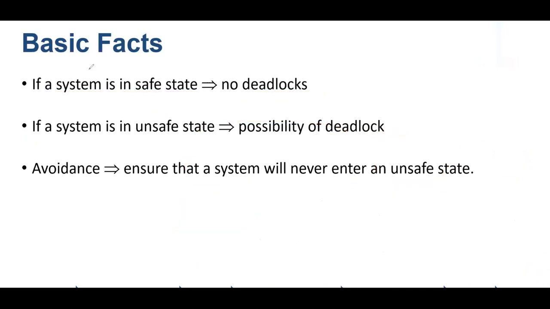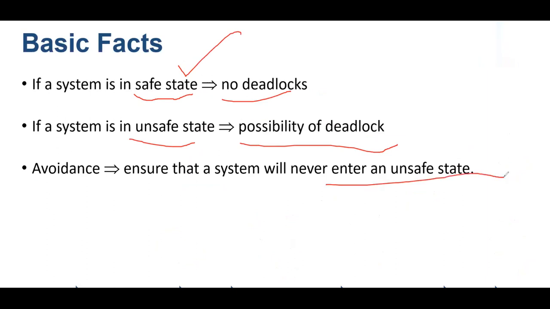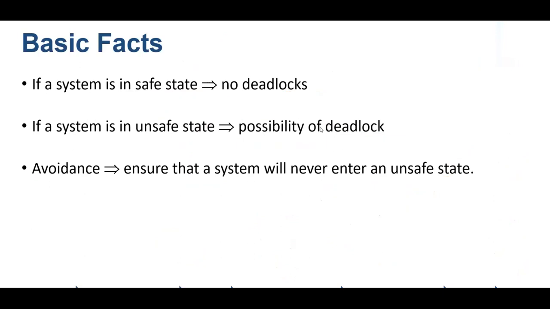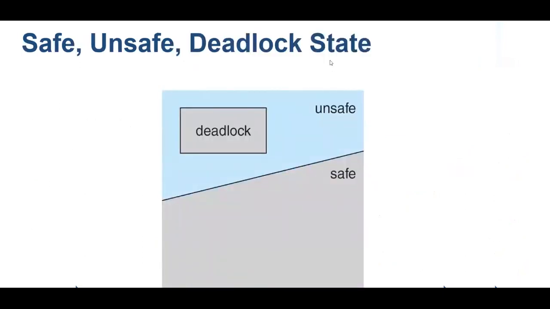So this was the basic fact. If the system is in a safe state, no deadlock. If the system is in an unsafe state, possibility of deadlock. And the avoidance algorithm will try to keep the system in a safe state and will not let the system enter an unsafe state. Okay. So safe state, no deadlock. Unsafe state, possibility of deadlock.